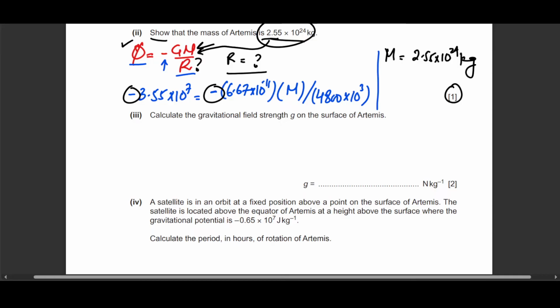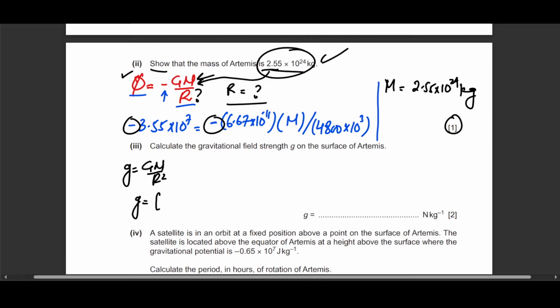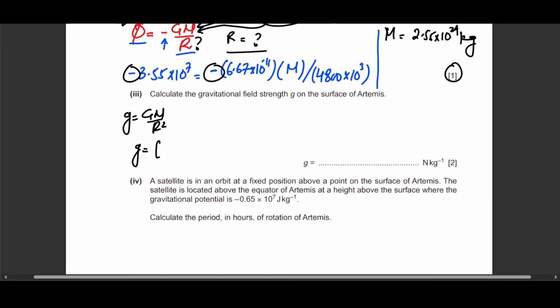Then is the third part, calculate the gravitational field strength. Now again, there is a standard formula for g, which is GM over r squared. It's simply a matter of replacing values. If you were unable to solve the previous part, then you can simply use this value, because he asks you to show that the mass is this, and if he says that the mass is going to be this, then that is going to be its value.